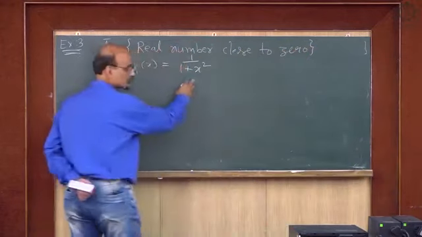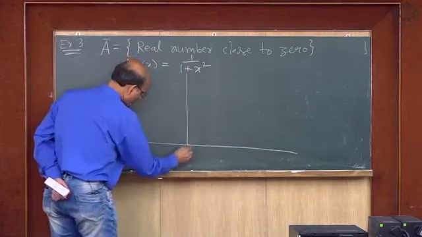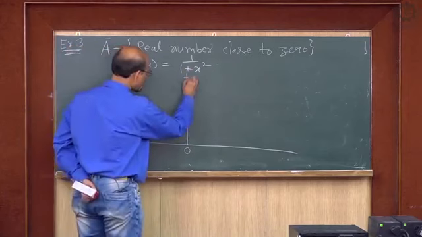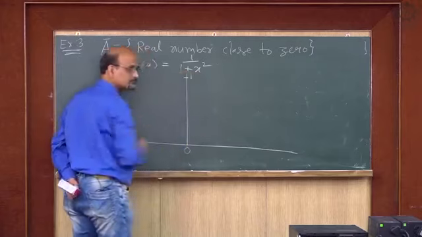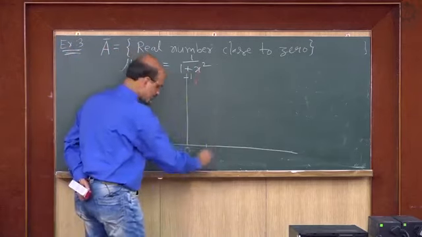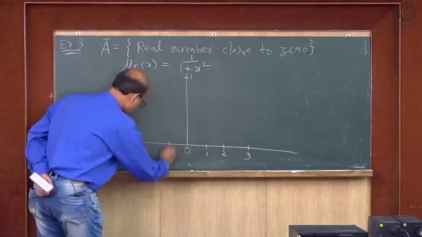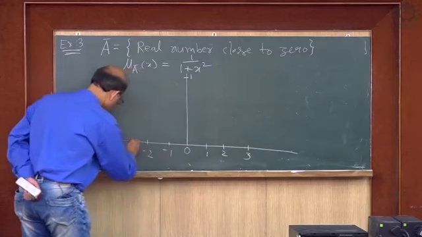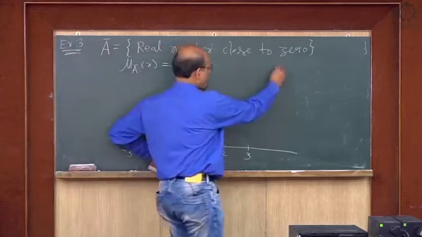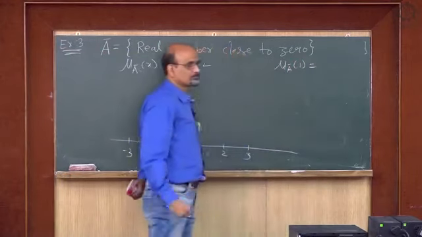So x equal to 0. Now see the plot. At 0, it is close to 0, so I have the membership function from 0 to 1. Now I plot this for different real numbers. Suppose I take this side 1, 2, 3, and this side -1, -2, -3.